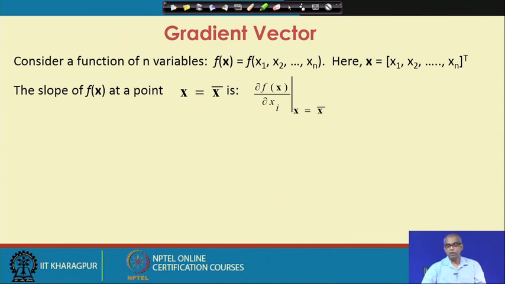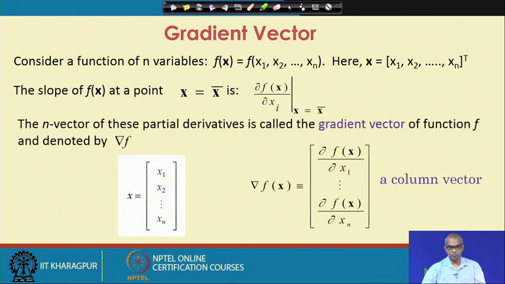Consider a function of n variables f(x). So, x is an n vector. The slope of function f(x) at a point x equal to x bar is del f del x i at x equal to x bar. The n vector of these partial derivatives is called the gradient vector of function f and denoted by grad f.